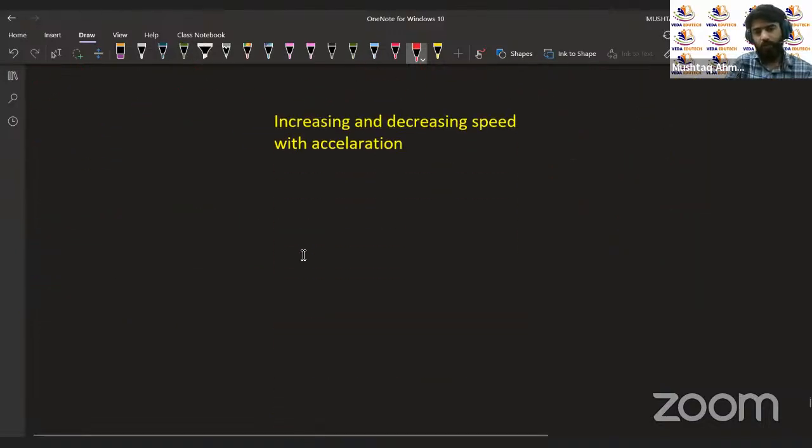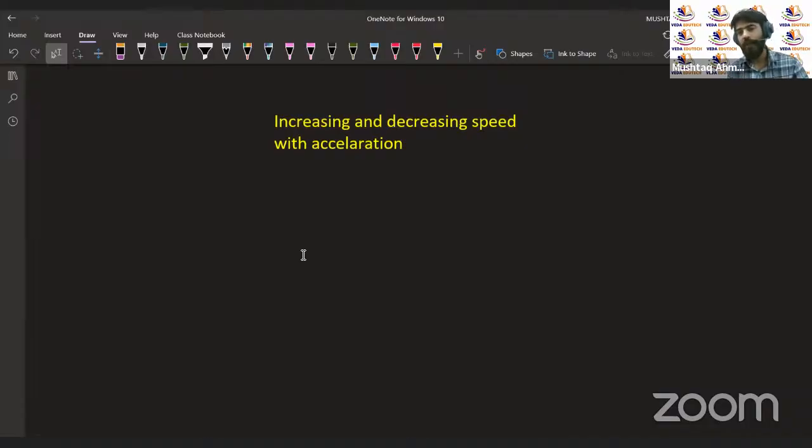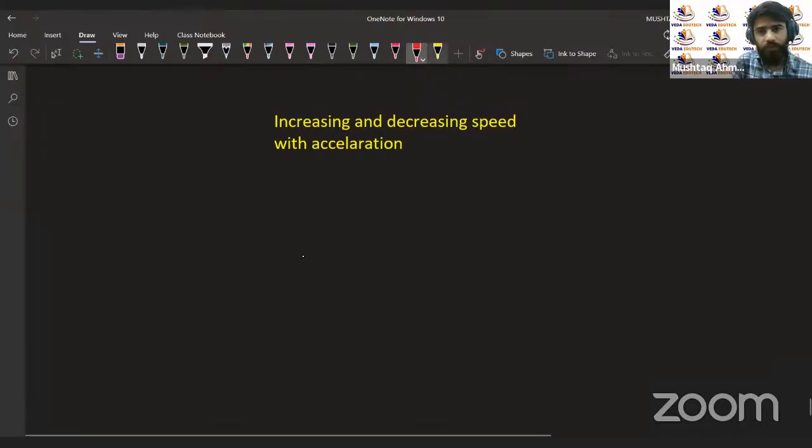Let's try to analyze some of the cases, like how acceleration affects the speed of a particle, when the speed will be increasing for a particular case and when the speed will be decreasing. It depends upon how the velocity and acceleration are oriented with each other, right? Let's suppose we have case one here. Let's suppose we have a particle and it's having the velocity in this direction, right?